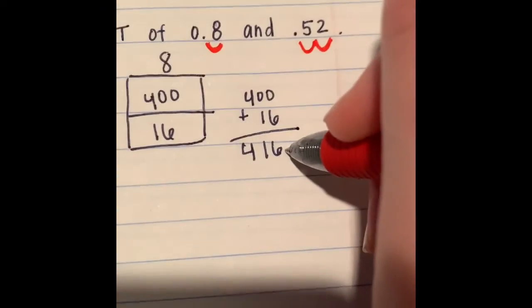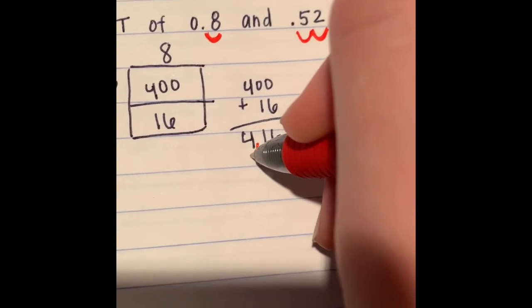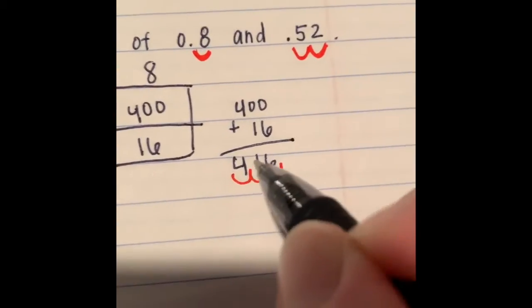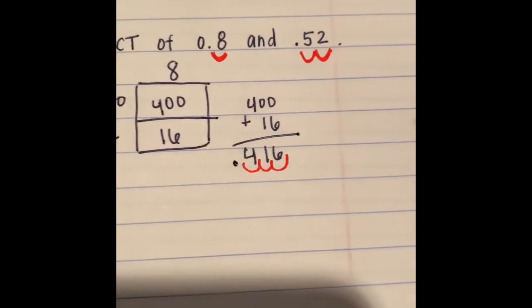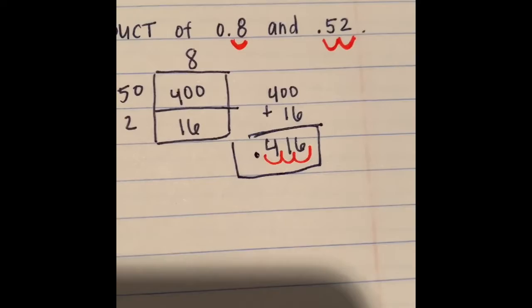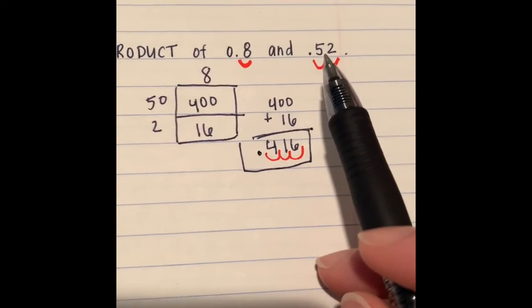there. So we're going to go back to our answer and we're going to count from the back. 1, 2, 3. So 3 spaces is how many we had to count. There should be 3 digits after the decimal. So our final answer should be 416 thousandths. And that is the product of 8/10 and 52 hundredths.